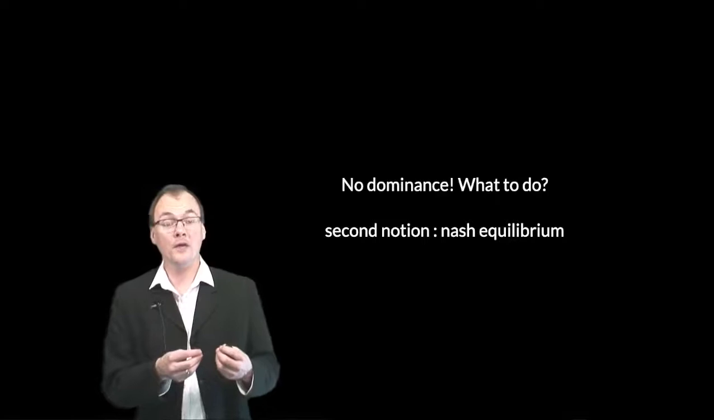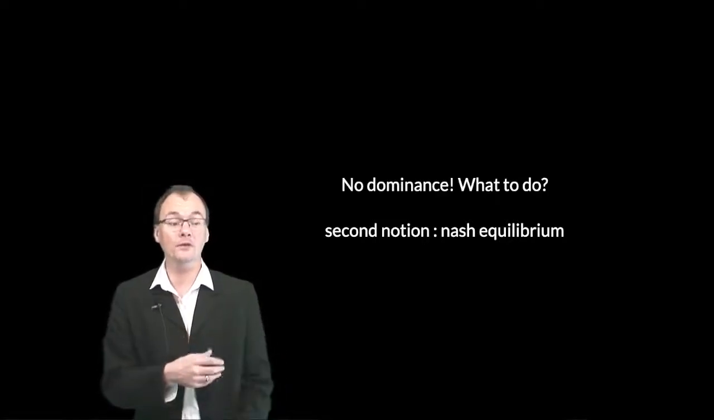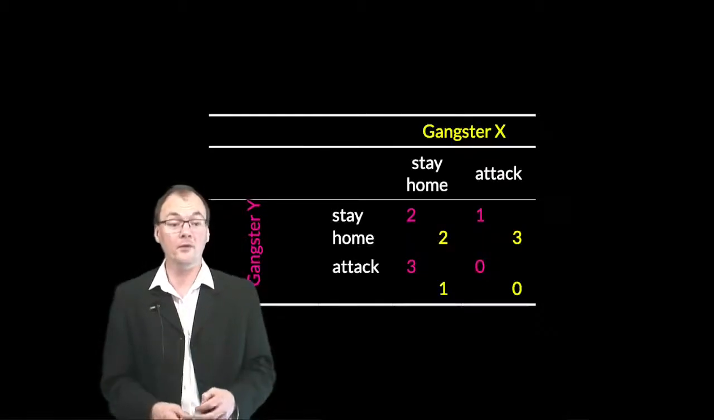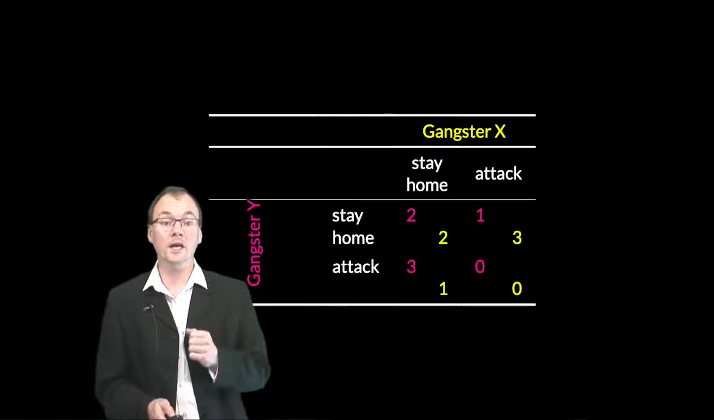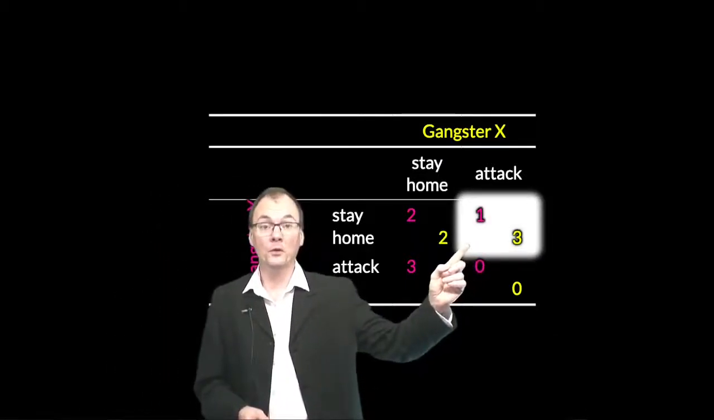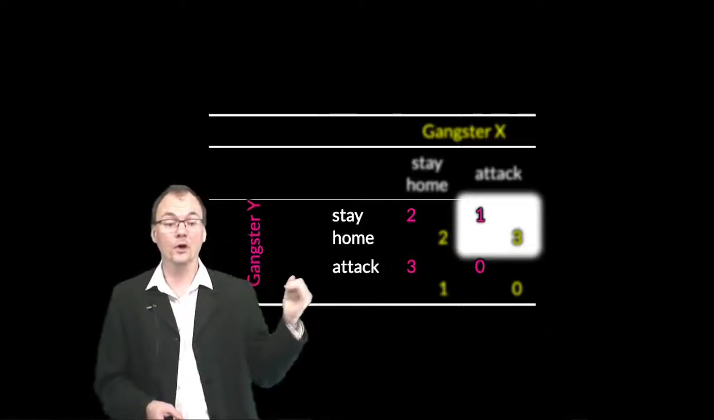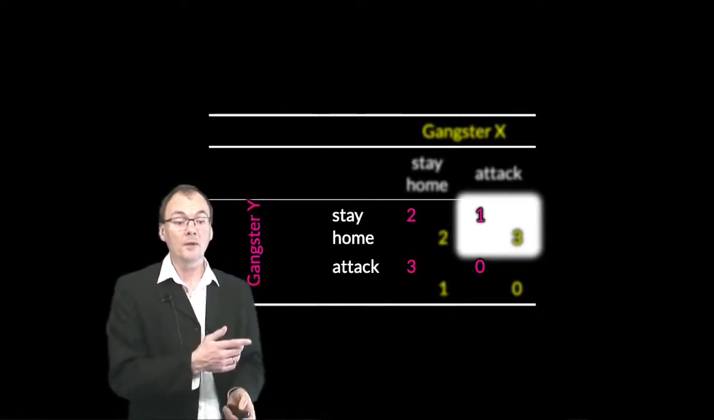I want to show you what that is before I give you a definition, because it's easier to see what it is than to understand the definition, at least for most people. So here's a thought. We're back with our Hawk-Dove game with the two gangsters. Here is one Nash equilibrium. Why is this a Nash equilibrium? We'll look at it once more from the point of view of gangster Y. Think about what could happen here.